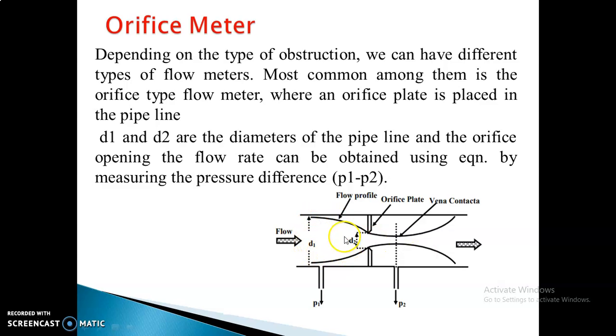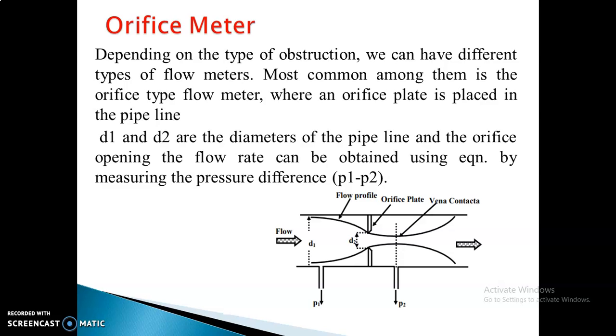Here the pressure will be maximum, and here the pressure will be minimum. So P1 is the maximum pressure and P2 is the minimum pressure. Moreover, where we give the obstruction of the orifice plate, D1 and D2 are the diameters of the pipeline and the orifice opening. The flow rate can be obtained using the equation we discussed in the previous video. From the equation we can measure the pressure difference, that is P1 minus P2.